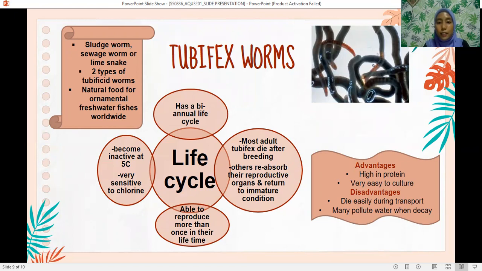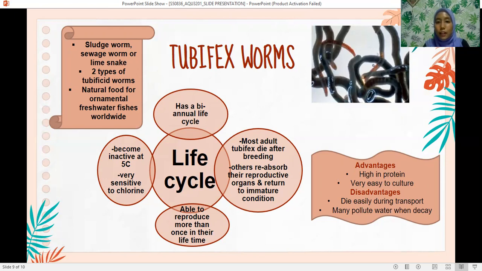Most adult tubifex die after breeding, and the others reabsorb their reproductive organs and return to an immature condition, able to reproduce more than once in their lifetime, and they become inactive at 5 Celsius and are very sensitive to chlorine.